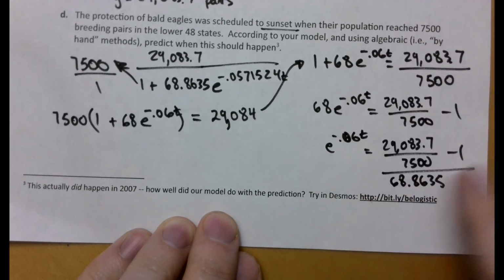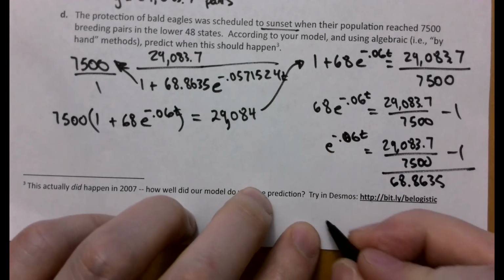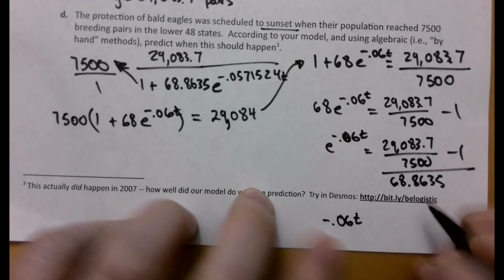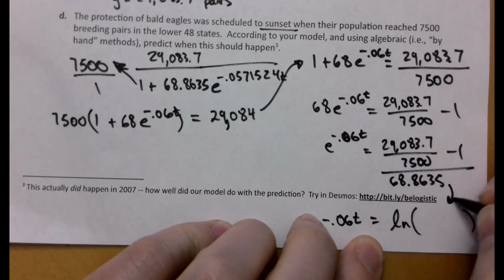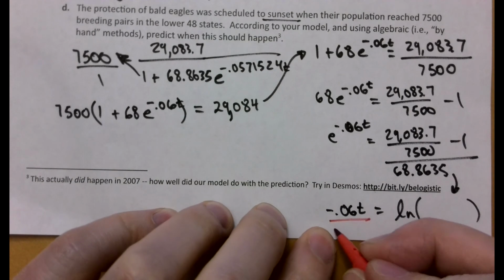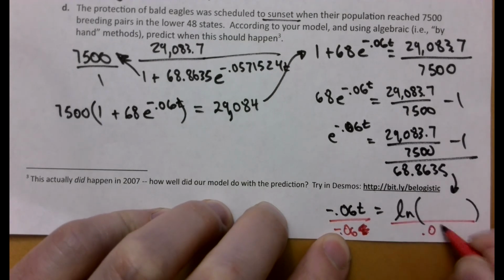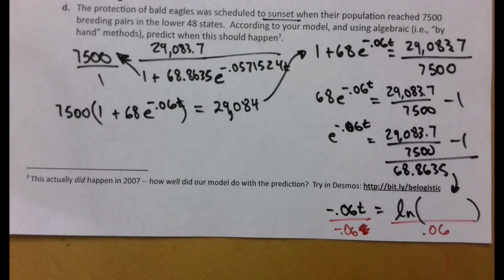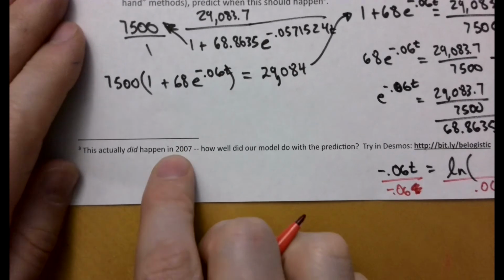I'm then going to take natural log of both sides, and that'll get us negative 0.06t equals natural log of this mess, insert that mess. And then the final step to get t by itself is divide both sides by this negative 0.06. Okay, that will get us t. Let me rewrite what we're actually going to type into our calculator over here.